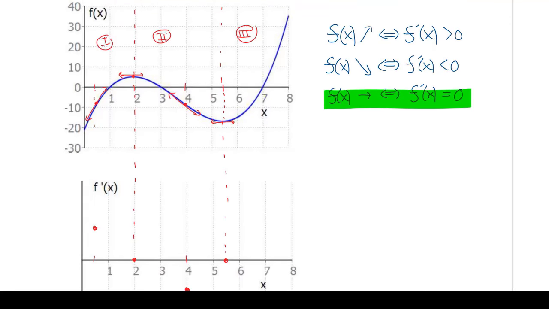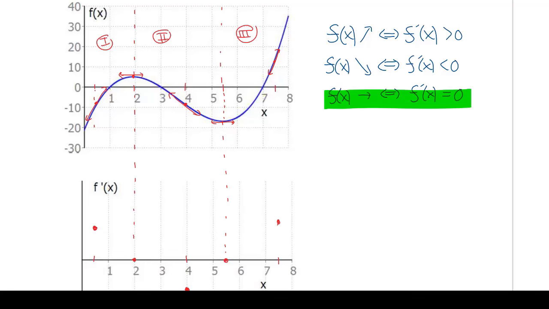Lastly, in this third interval from 5.5 to 8, we see the function is increasing, and this is indicative of a positive rate of change, or a positive derivative. Another way to say that is a positive slope of our tangent line. So taking that test point, I just make a little mark there.